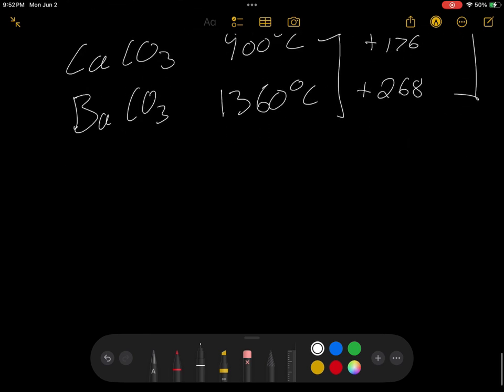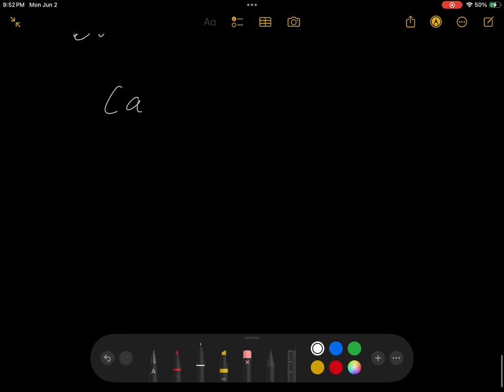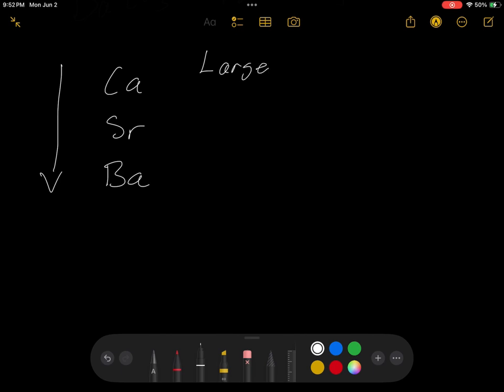So why is that? Well, look at this, right? If you look at your periodic table, calcium in group 2 sits 2 spots above barium, right? With strontium between it. So as we know, as you go down a group in the periodic table, you have a larger ionic radius, right?